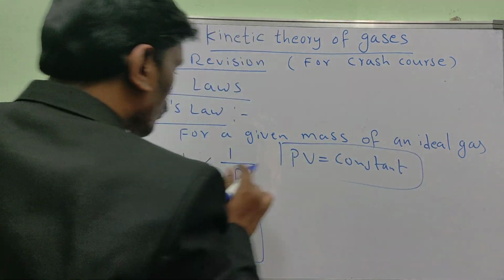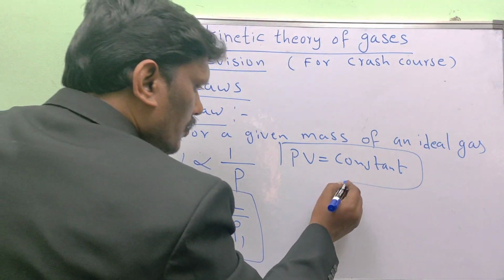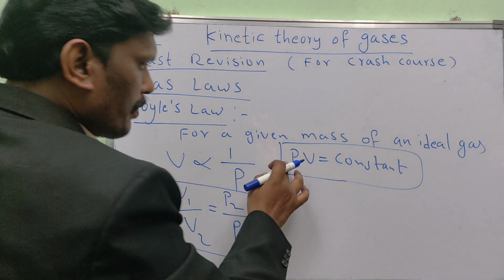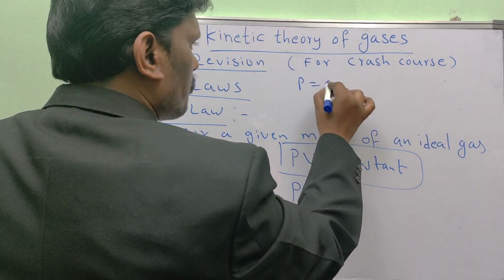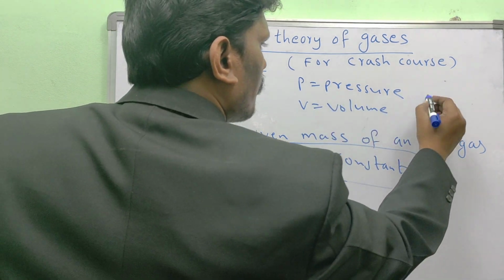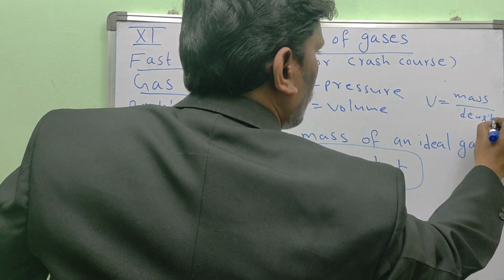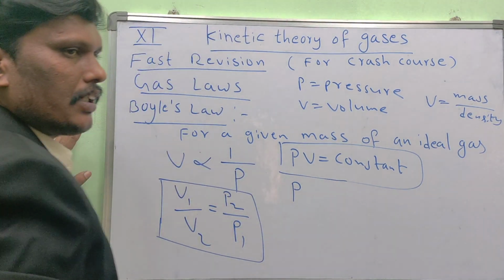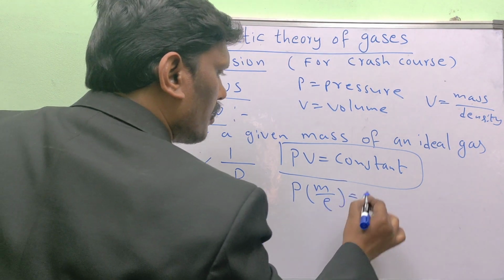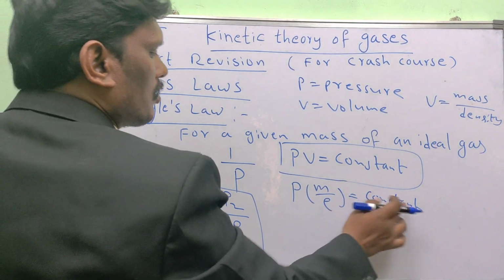This can also be written as PV is equal to constant. Both are inversely proportional, means product is constant. Suppose I take this formula, PV is equal to constant. Here P is the pressure, V is the volume. We know that volume is equal to mass by density. So in place of volume, I write mass by density, which is equal to constant.